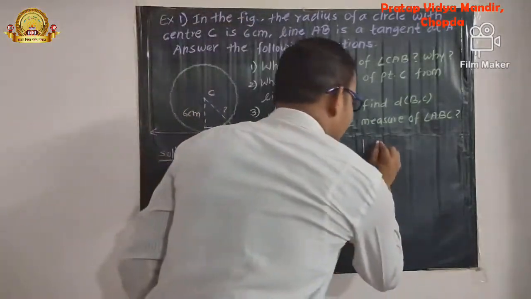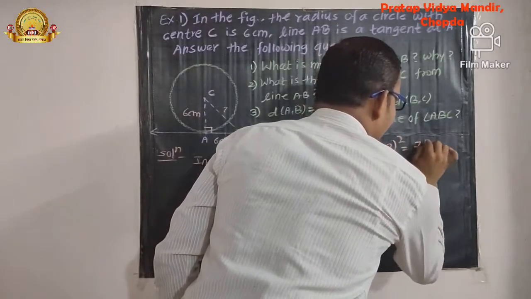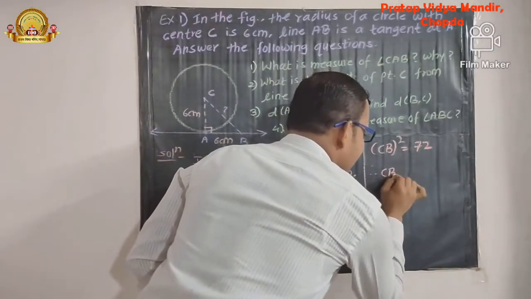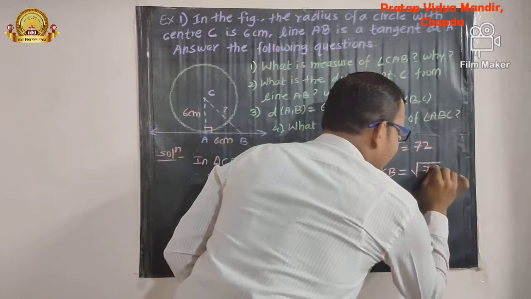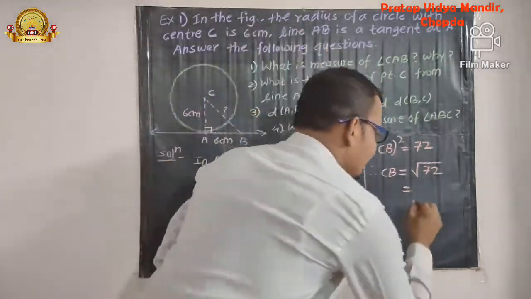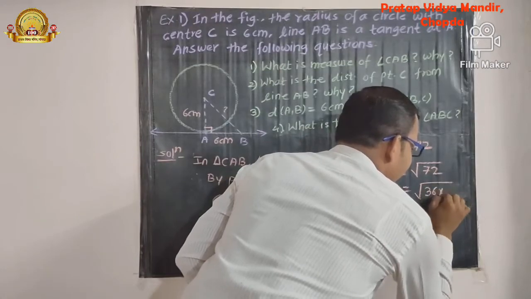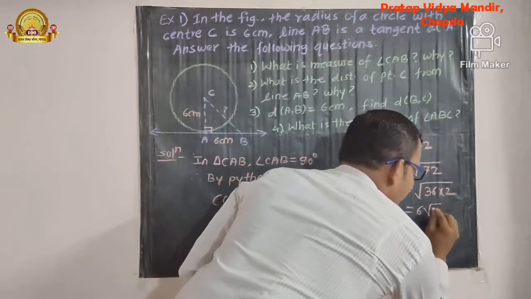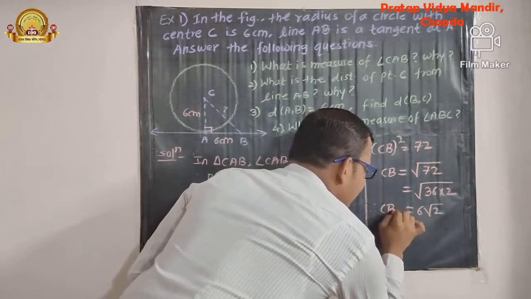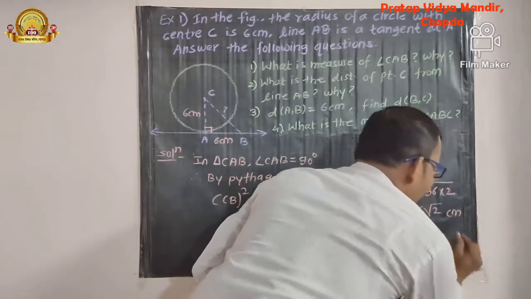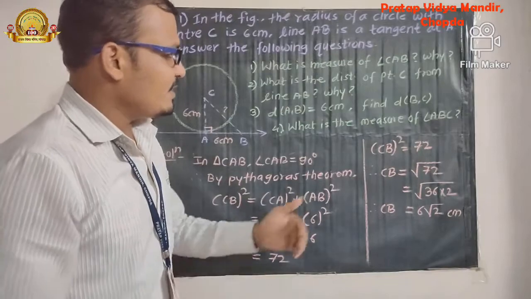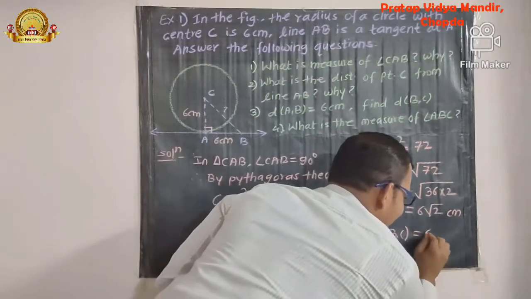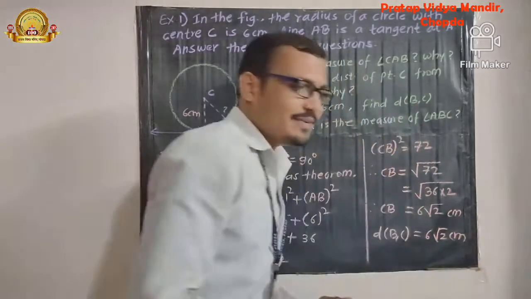So we get CB square is equal to 72. By taking the square root on both sides, we get CB is equal to root 72, which we can also write as 36 into 2. What is the square root of 36? 6 is the square root of 36, and hence we get the distance CB is equal to 6 root 2 centimeters, and hence the distance BC is equal to 6 root 2 centimeters.